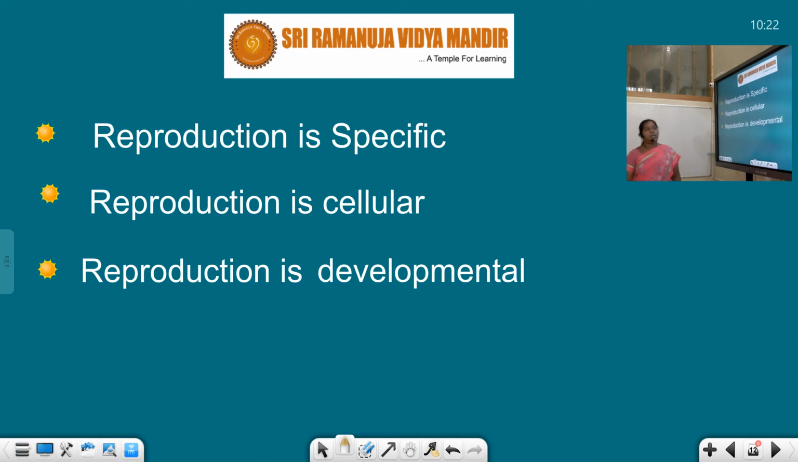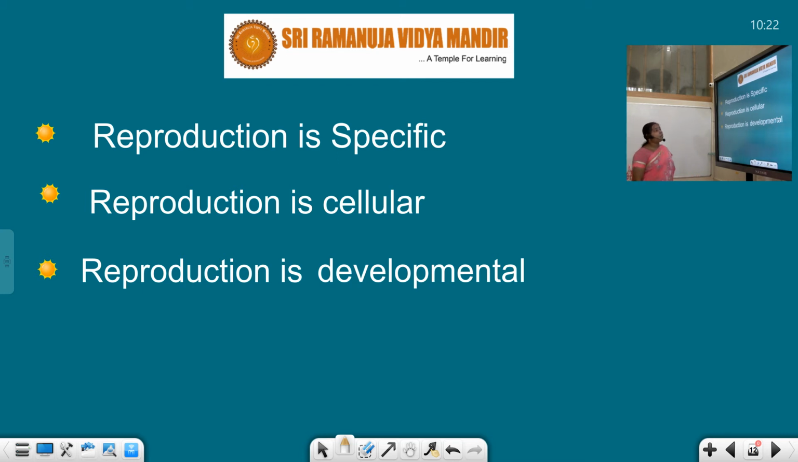Reproduction is specific. A human will give rise to a human child, a dog will give a dog, and a cat will reproduce a cat only. A dog can't reproduce a cat, and a human can't reproduce another animal. So it is completely specific. The reproduction process is very, very unique and specific.